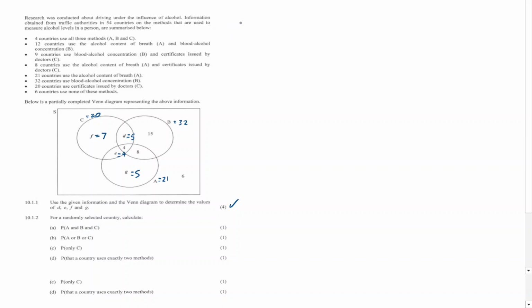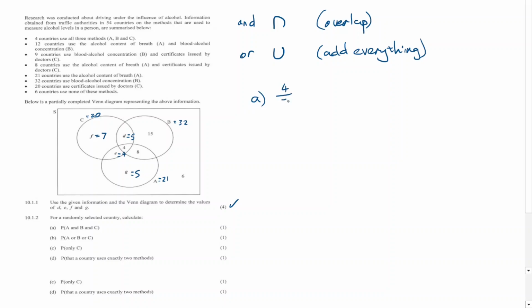and which can be written as this symbol, always just refers to the overlap of information, or, which is this symbol, I add everything that it refers to. Just keep that in mind. So probability of A and B and C. So who uses all these methods? It's those 4 guys. And so question A would just be those 4 people out of the total.